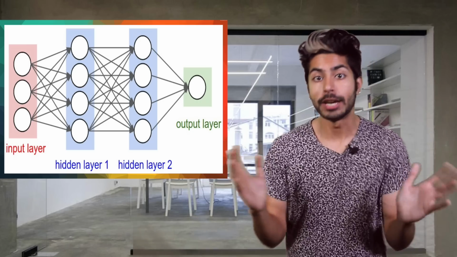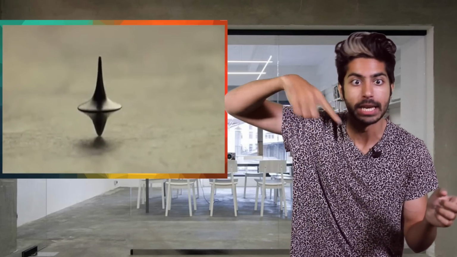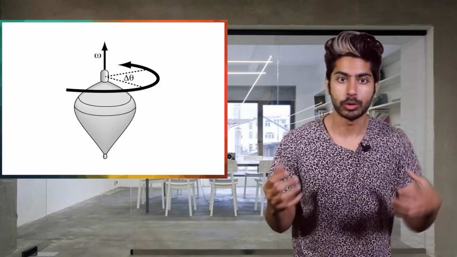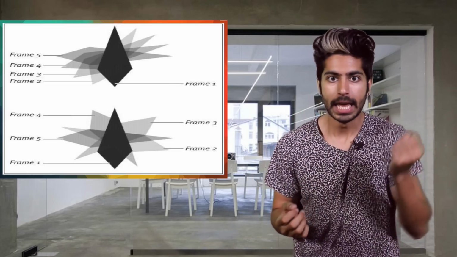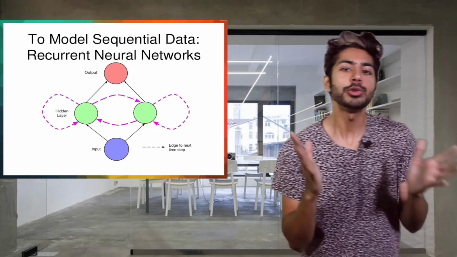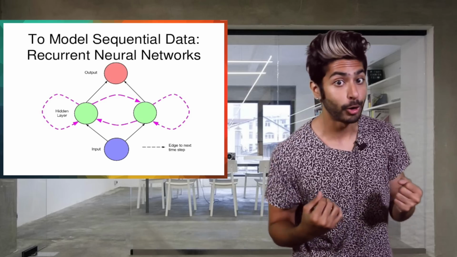So let's say we wanted to train a neural net on a video of a top spinning on a table. Each data point would be a frame of the video. So if we wanted to predict where the top would be in the next frame, it would be super helpful to know where the top was in the last frame. Sequential data like this is why we build recurrent neural networks.